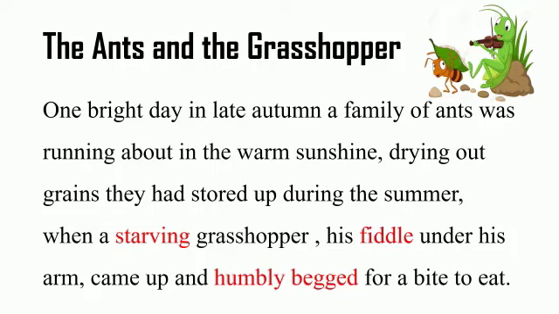See that the first step was to read it thoroughly. Read it to understand. There are some words which you can see, these words are colorful. I have just highlighted them because these are the difficult words. To understand the text, what you have to do is use your dictionary. The word starving means very hungry. Fiddle is actually a musical instrument which you can see in the hands of the grasshopper. And humbly begged means he respectfully requested them for food.